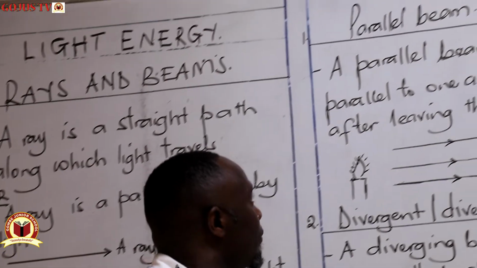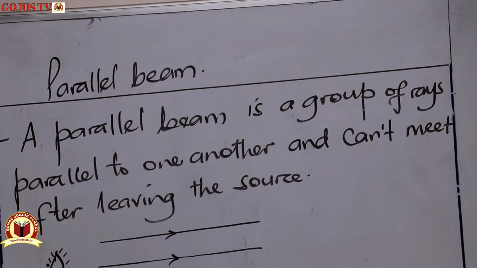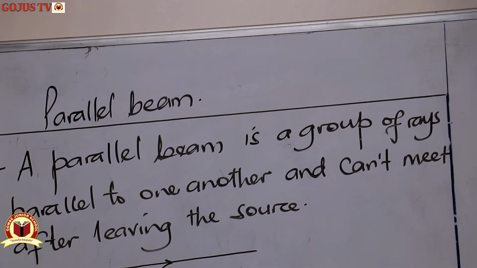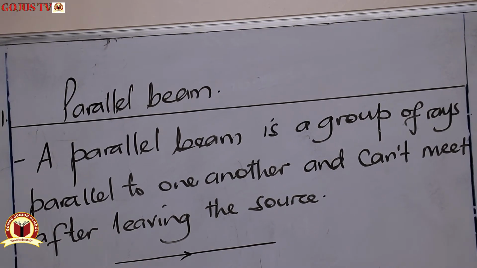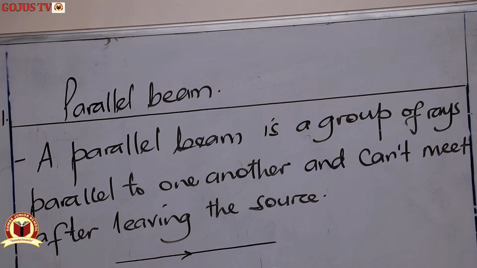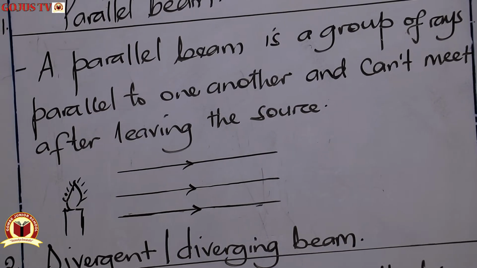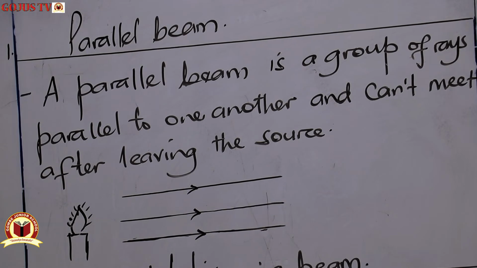A parallel beam is a group of rays parallel to one another and can't meet after leaving the source. Dear candidates, in mathematics, I believe you must have covered parallel lines, and this is exactly what we're talking about here: these lines can never meet at any time, so they are parallel to each other. You can see we have a source of light, then the rays traveling from that source of light.